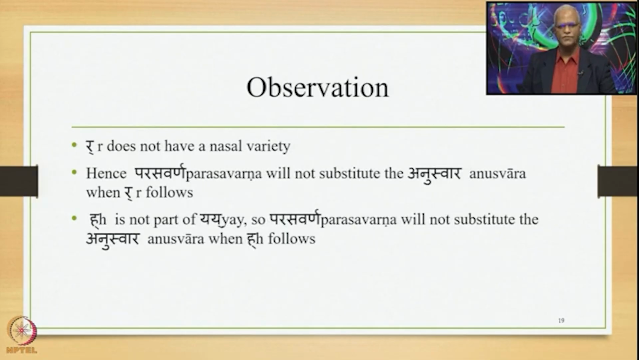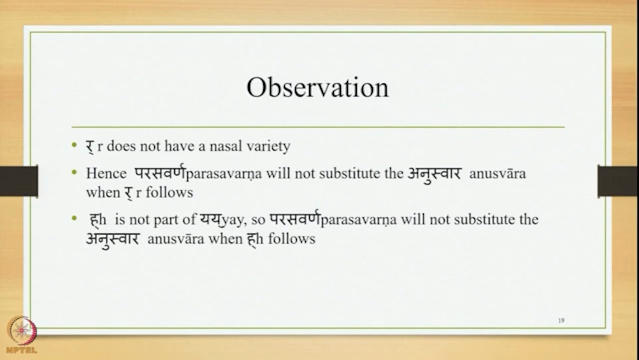The observation as far as the examples that we have studied so far is this: ra does not have a nasal variety and hence parasavarna will not substitute the anuswara when ra follows. This is clearly stated as far as the Vyakarana Mahabhashya is concerned, and also with various formulations in the later Paninian grammatical tradition. Ha is also not part of yai, so parasavarna will not substitute the anuswara when ha follows.